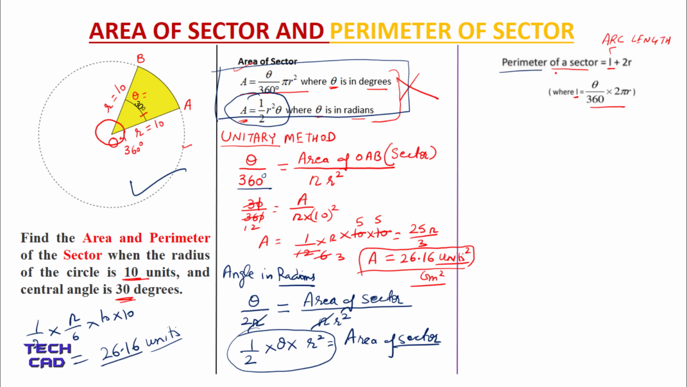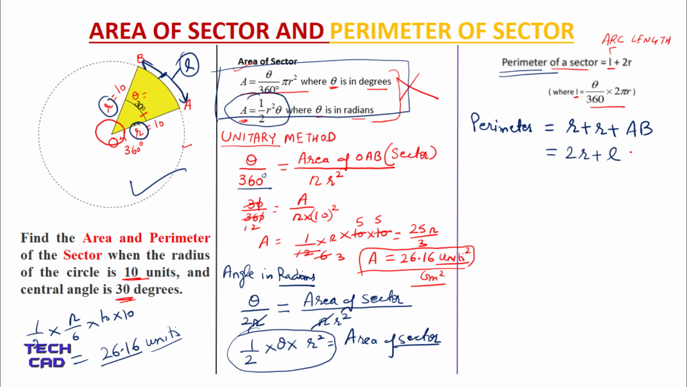Now come to the perimeter of the sector. What is perimeter? Perimeter is like this. You can see we have a radius and an arc of length AB. So the perimeter is radius, again radius, and now the arc length AB in this case. Let us suppose my AB is L. So this is 2R plus L. This is my formula. There is no need to remember the formula of the perimeter of the sector, you can do it in this way.